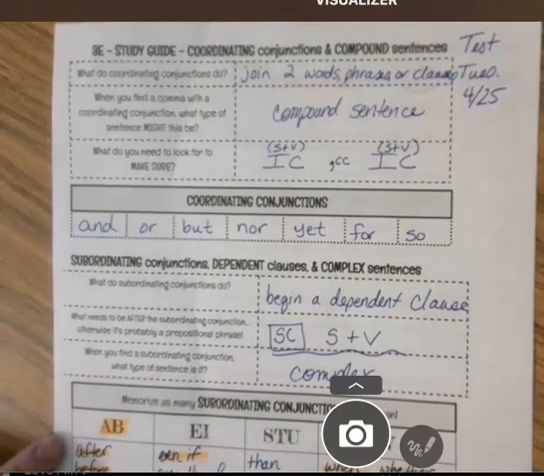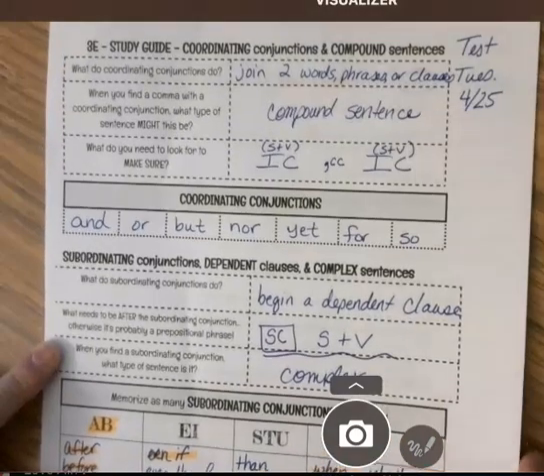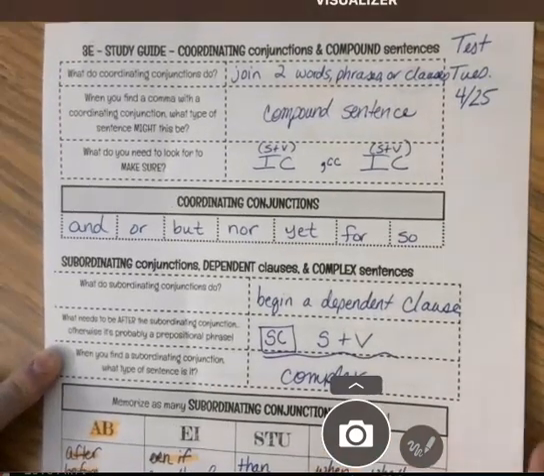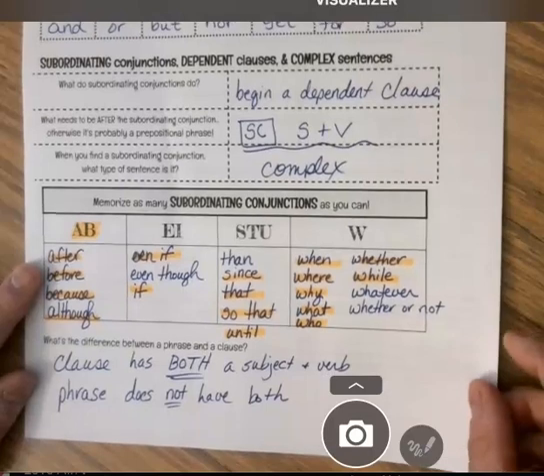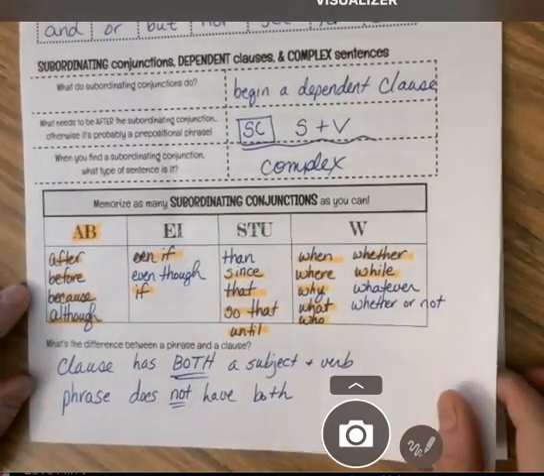I want you to get out your study guide for the test that you're going to take tomorrow. We went over all of this together on Friday. If you were absent, you can pause the screencast right now and get these notes copied down. But this is what you need to know in order to understand how to identify sentence types.